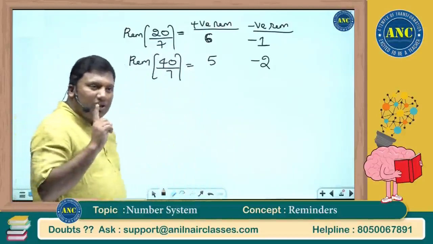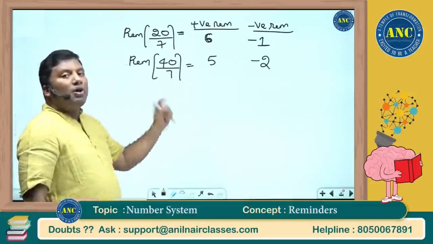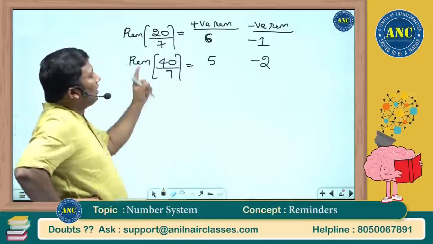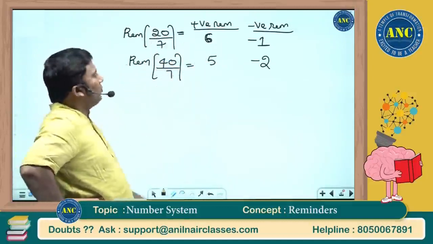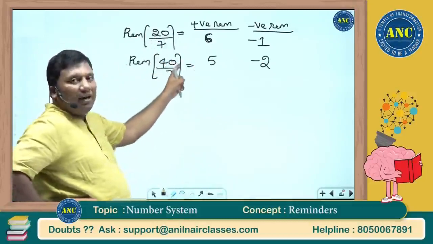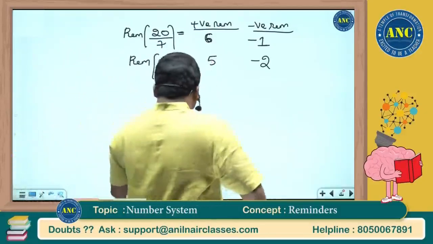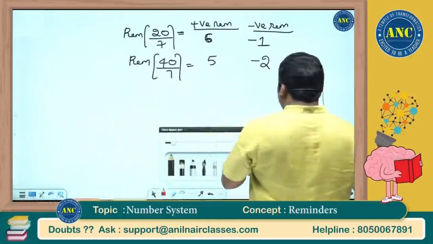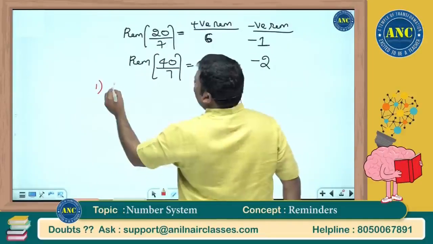This example is of extreme importance. 7 2s are 14. Positive remainder is 6. Negative remainder, 7 3s are 21, which is minus 1. 7 5s are 35. Positive remainder is 5. Negative remainder minus 2. Now, what we will do? We will do some mathematical operations on this one. First example.